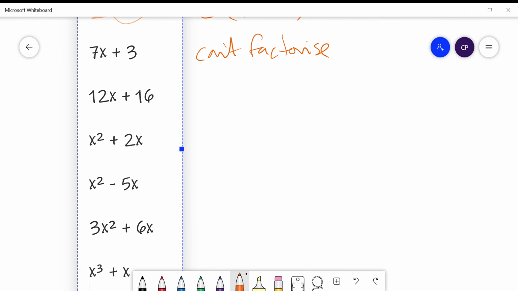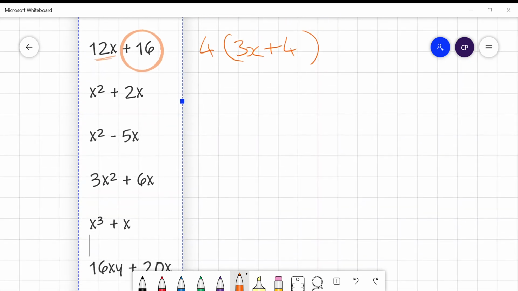For the next one, what is the highest factor of 12x and 16? Well, let's have a think. The 2 times table goes into both, but I can go bigger than that. The 4 times table goes into both. So I think 4 might be the biggest. Let's check. 4 times what would get me 12x? It would be 3x, because 4 lots of 3x would be 12x. 4 times what would get me plus 16? Well, it would be plus 4. And then if I look at 3x plus 4, there's no other number than 1 that would go into both, so we fully factorise that one.